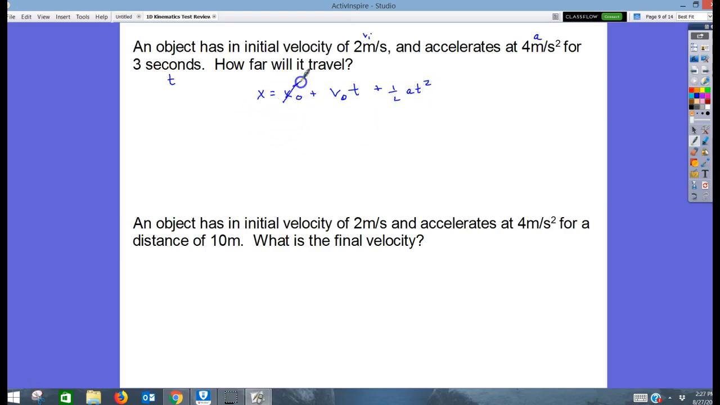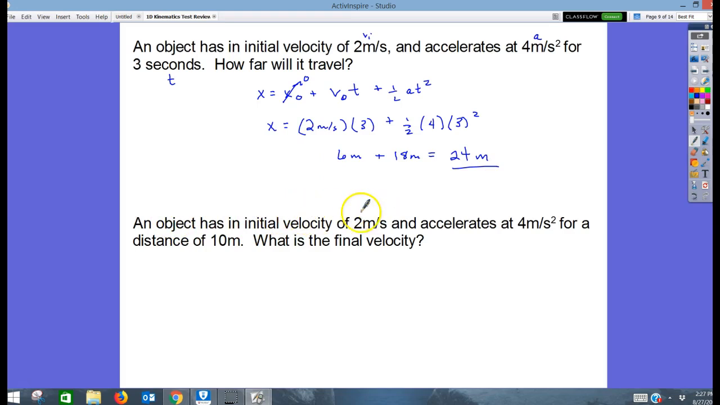And so this is 0. So how far will it be? The initial velocity, 2 meters per second, times the time, which is 3, plus 1/2 times the acceleration, which is 4, and the time squared, 3 squared. 2 times 3 gives me 6 meters, and 3 squared is 9. 9 times 4 is 36, and half of 36 is 18, and 6 meters plus 18 meters is 24 meters.